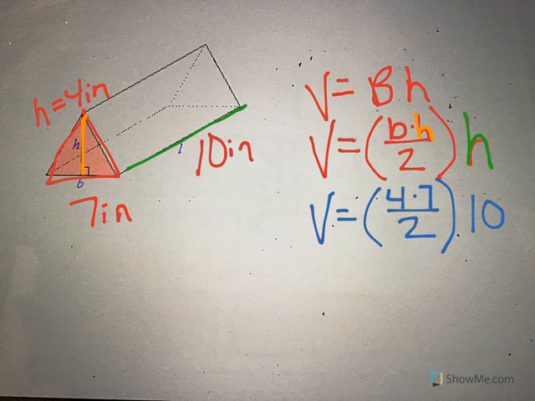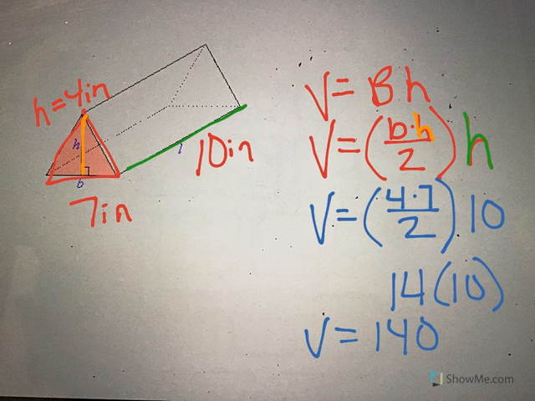I'm going to follow the order of operations. 4 times 7 is 28. 28 divided by 2 is 14, and then 14 times 10, that's right, is 140 inches cubed.